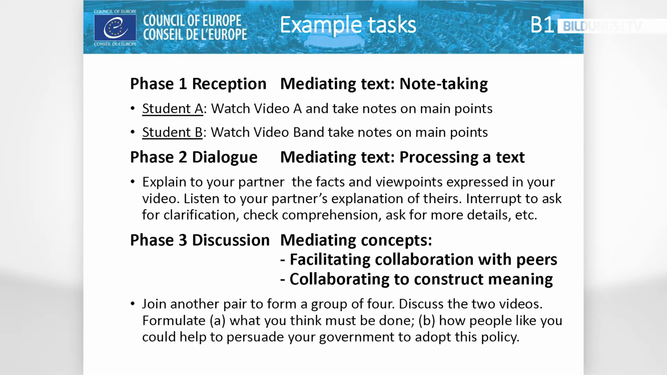And then join another pair, so two pairs join together. So you've got two people who saw the first video and two people who saw the second video. Join another pair to make a group of four. Discuss the two videos together. And then when you finish doing that, formulate A, what you think must be done, and B, how people like you could help to persuade your government to adopt this policy, for example. But it could be about anything.